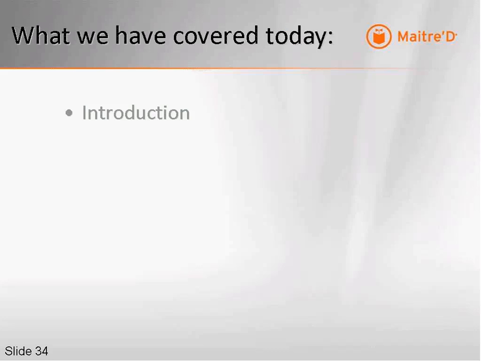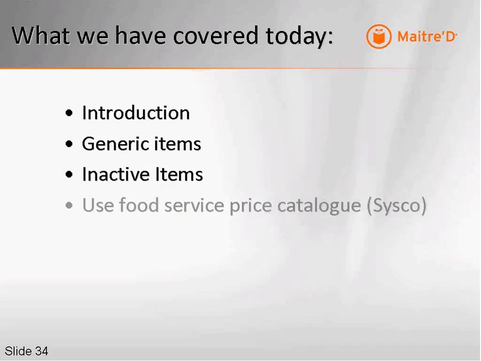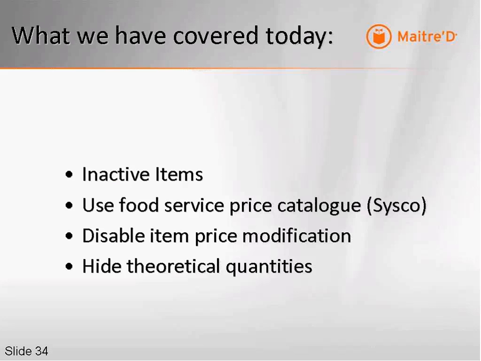Okay, so what we've covered today: generic items, inactive items, the food service price catalog from Cisco, disable item price modification, and hide theoretical quantity. Again, I'll have to get back to you on the theoretical quantity. I'll issue an email and attach a document that will be available along with the downloadable presentation.